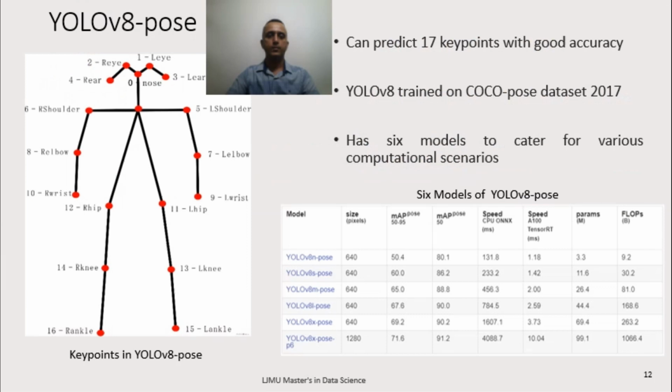Here, on the left hand side, we can see the key points on a human figure that YOLO V8 can predict. The total number of such key points on a human are 17, starting from 0 to 16, and covers all the major joints in the body. The YOLO V8 algorithm is trained on COCO Pose 2017 dataset, which contains 2 lakh images labeled with key points for pose estimation tasks. The YOLO V8 pose algorithm has 6 models to cater for various computational scenarios as shown in the table.